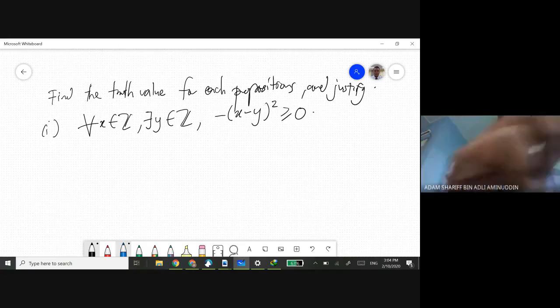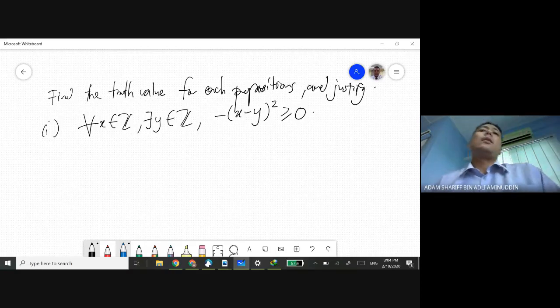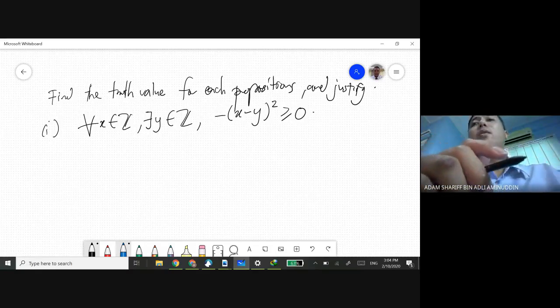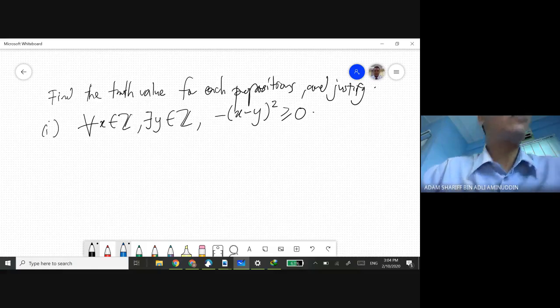Okay, this question is good. I will focus on the first one. All right, this is a combining quantifier. Combining quantifier.